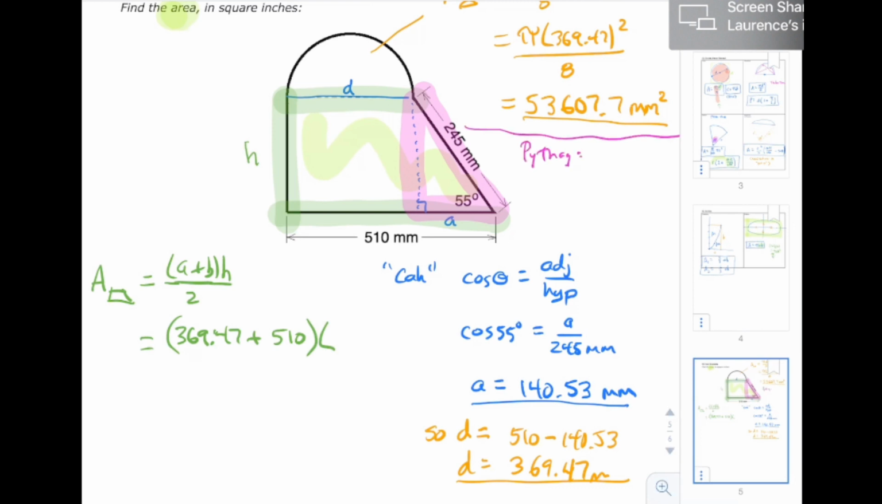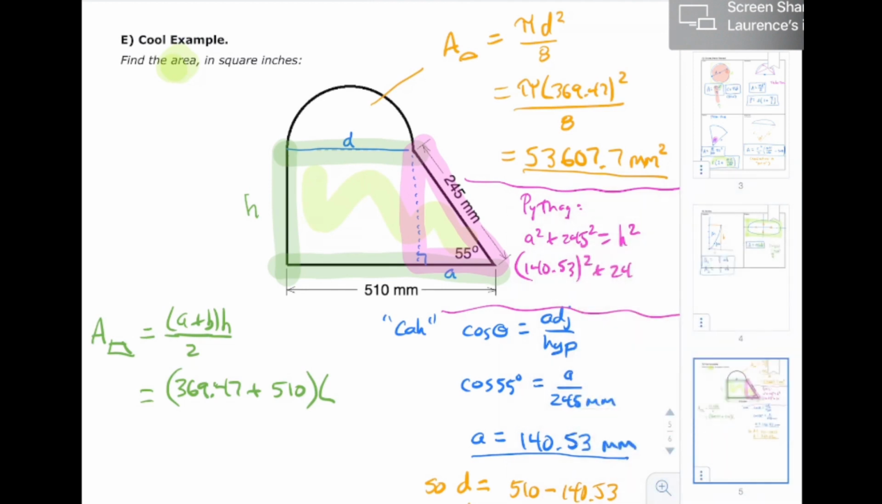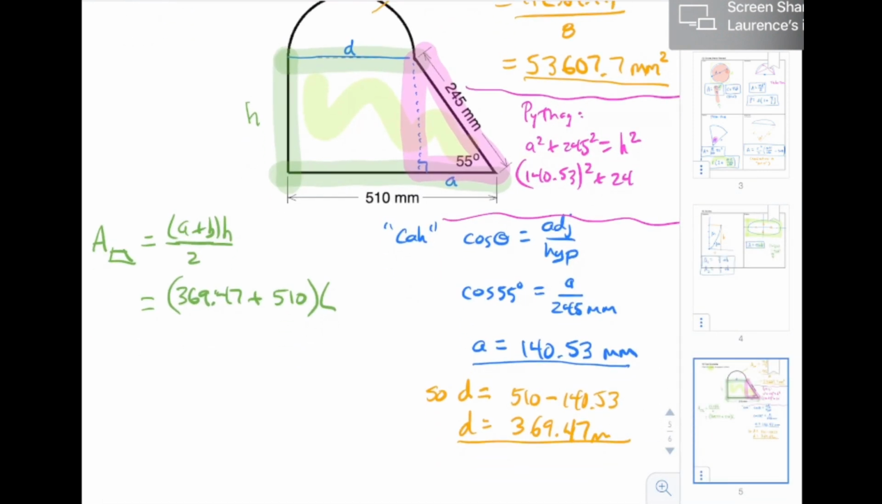So separating this from this. Pythag. A squared plus the 245 squared is equal to the H squared. The A is down here, the 140.53 has to be squared, and then you would add the 240. Yeah, wait a minute. Gosh darn this thing. So you'll notice I'm screwing up again. Gotta stop doing this.